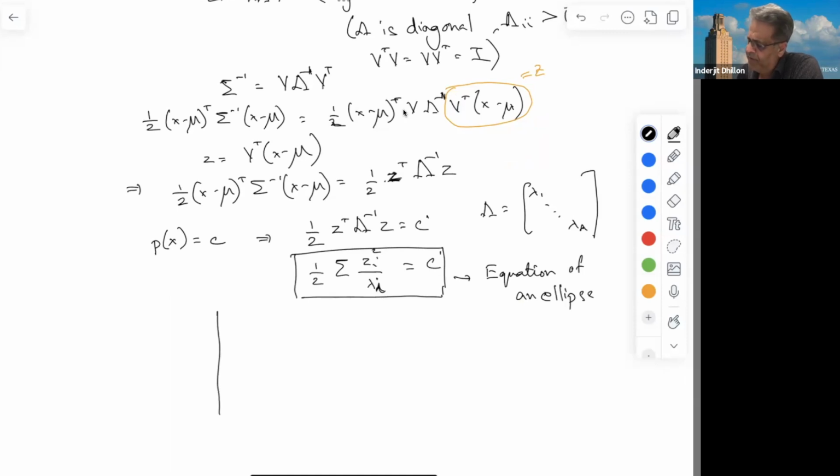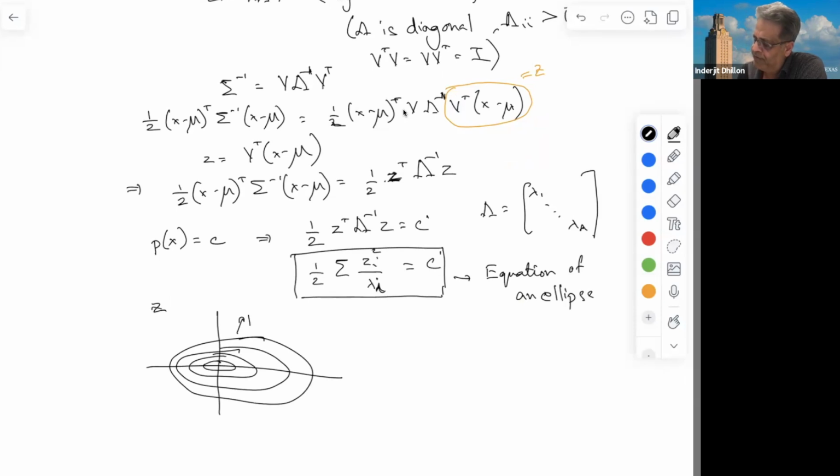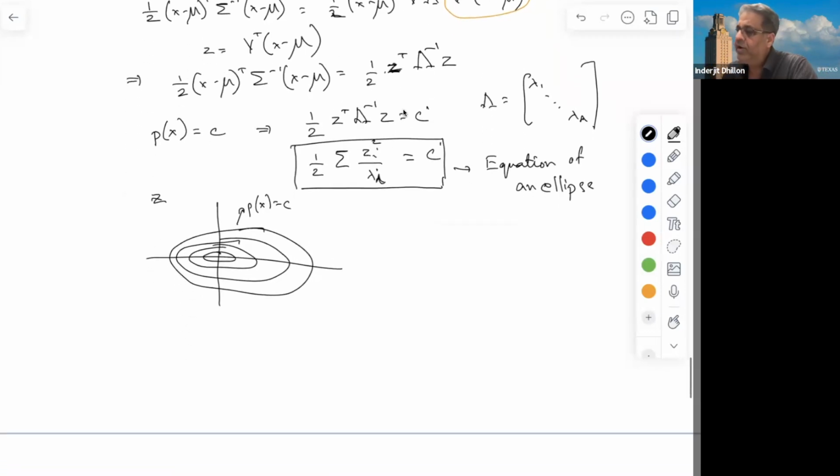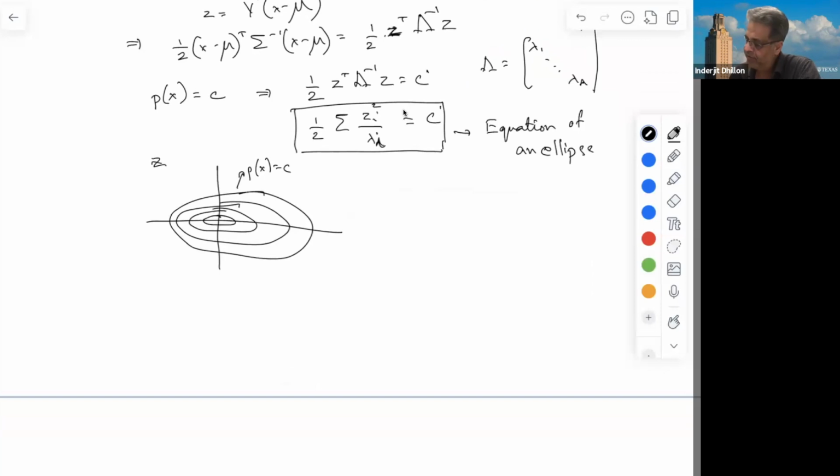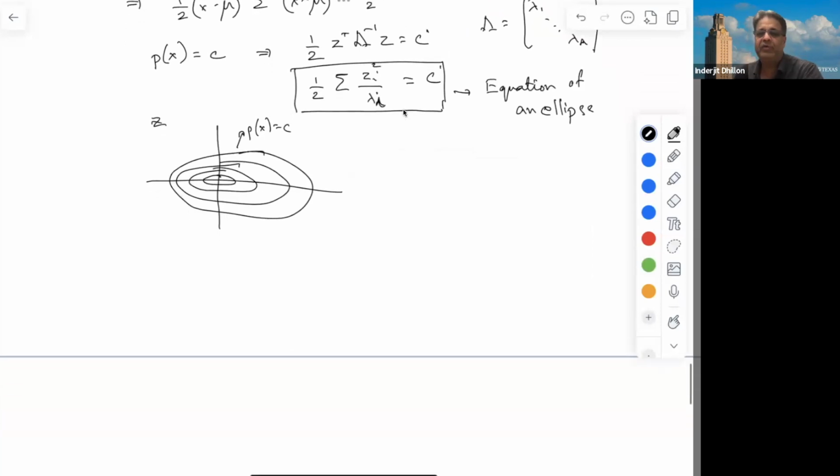Okay, so what that means is that in Z, and this is an ellipse centered at 0. So this particular case is P of x equal to some C. The reason I'm drawing it is that many times when you see a Gaussian distribution, you will see the following picture, and when you look at things like principal components analysis that you might have heard about, you'll actually see a picture like this.